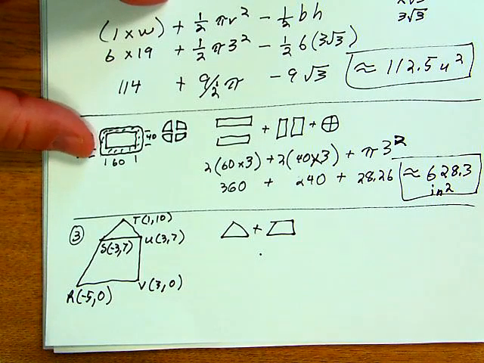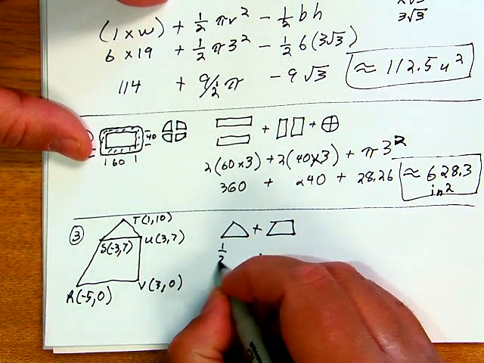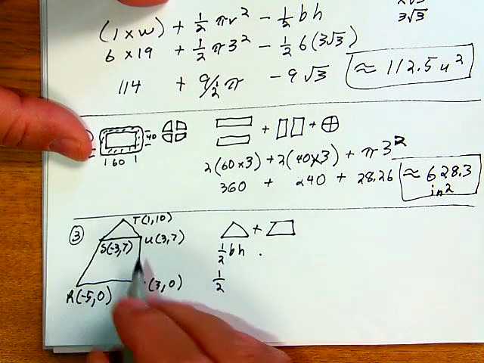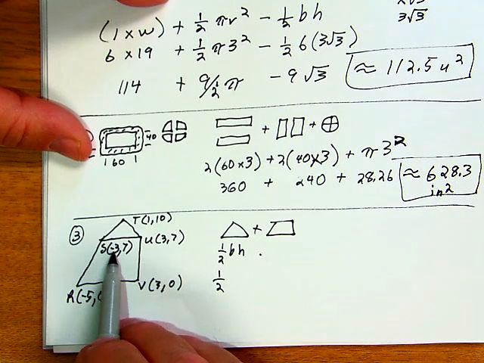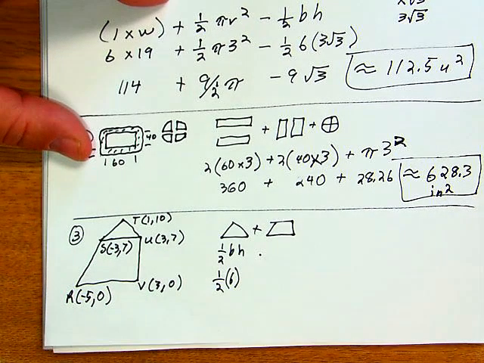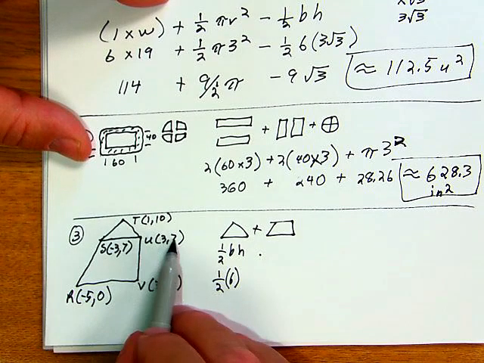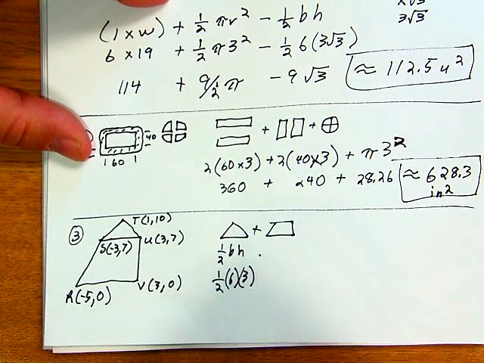The triangle we know is 1/2 base times height. So what's the base of our triangle? From here to here is from -3 to +3, which is 6. And from this line up to T is from 7 to 10, so the height is 3. So we've got the area of our triangle figured out.